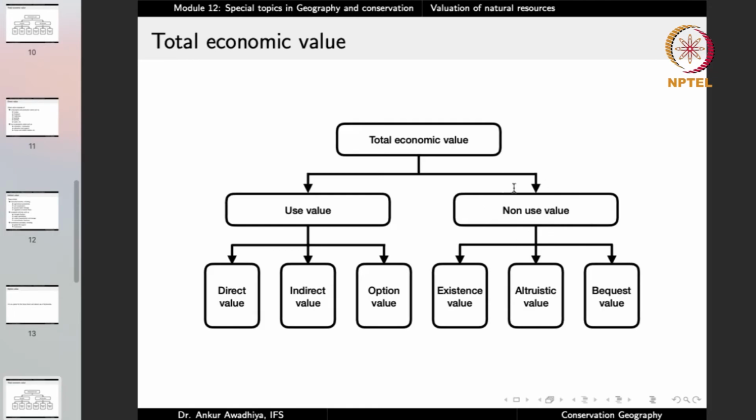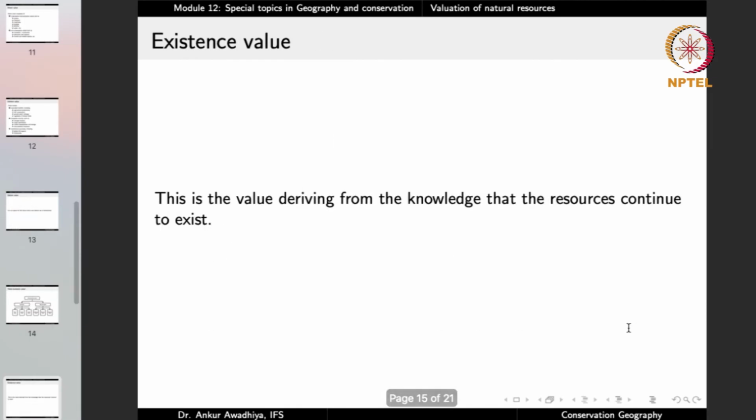When we talk about non-use values, we are talking about those values that we gain without using the forest or the natural resource. And here we have existence value, altruistic value, and bequest value. So what are those? Existence value is the value deriving from the knowledge that the resources continue to exist. Now, what does that mean?